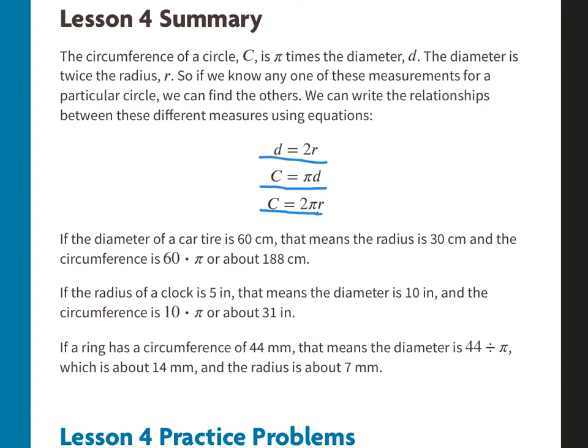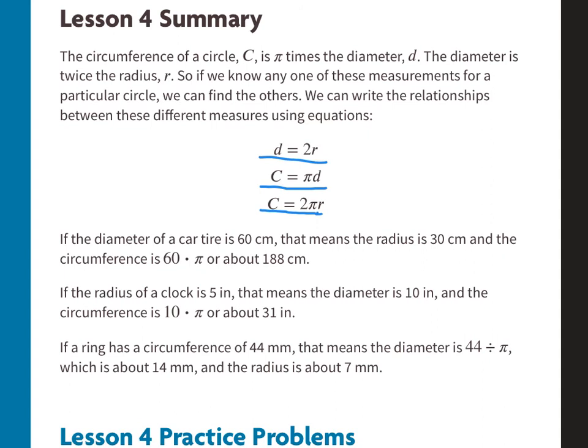Okay, if the diameter of a car tire is 60, that means the radius is 30 because we just divided it by 2. And the circumference is going to be 60 times pi, or about 188. If we know the radius is 5, that means the diameter is 10 because we just double it. And then we go 10 times pi, which is about 31. And then if we have a ring that's circumference of 44, we go 44 divided by pi, which is about 14, which will be the diameter, and then the radius is about 7.